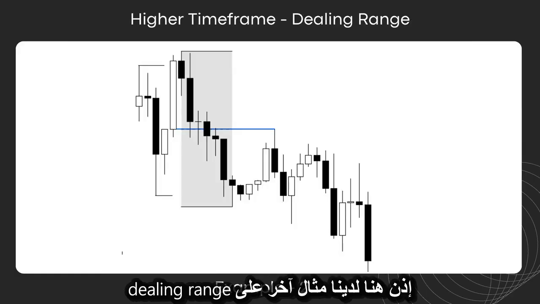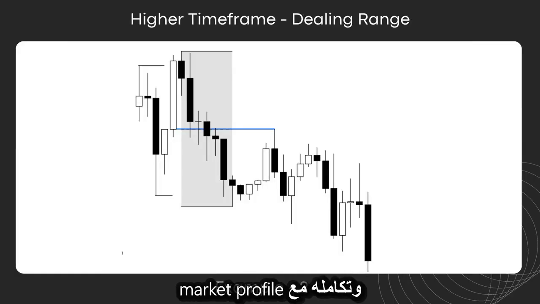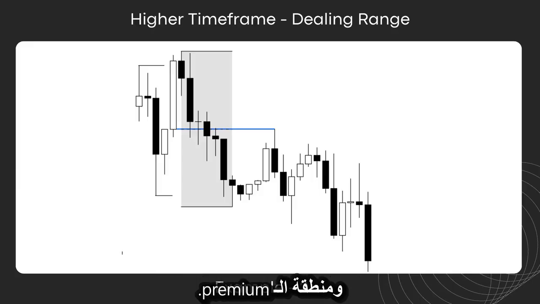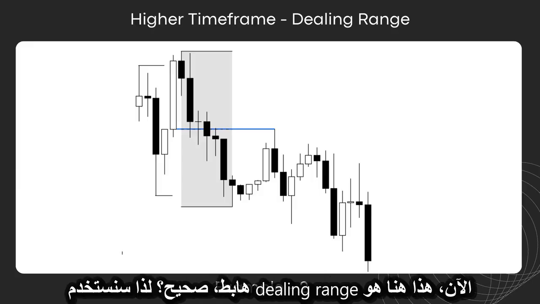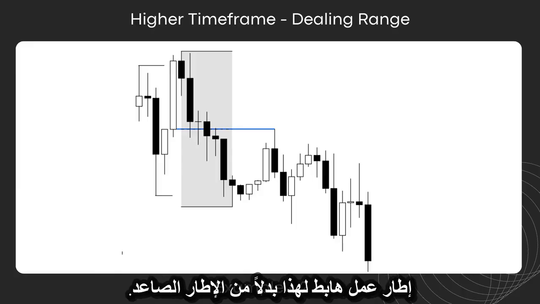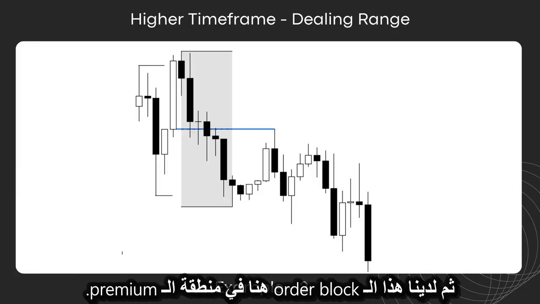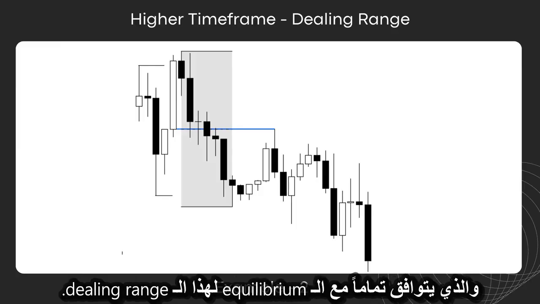So here we got another example of dealing range and its integration with market profiles and key levels. Now again, you can see the same framework for dealing range and the different key levels inside the discount and premium region. Now this one right here is a bearish dealing range, right? So we would be using a bearish framework for this instead of the bullish one. So what you can see here is that first we got this bearish FVG in the discount region, and then we got this order block right here in the premium region, which perfectly aligns with the equilibrium of this dealing range.